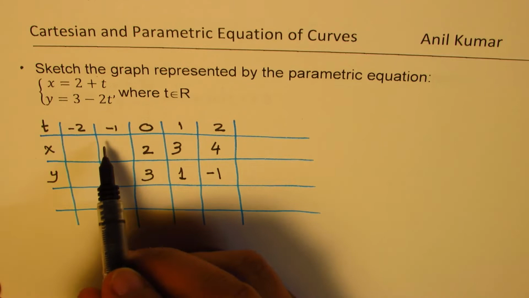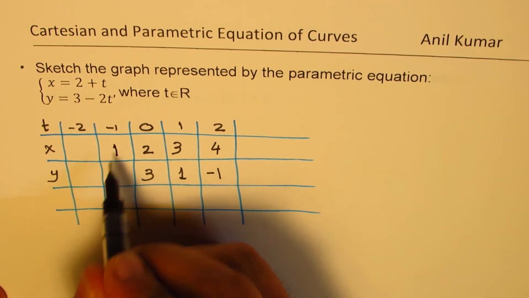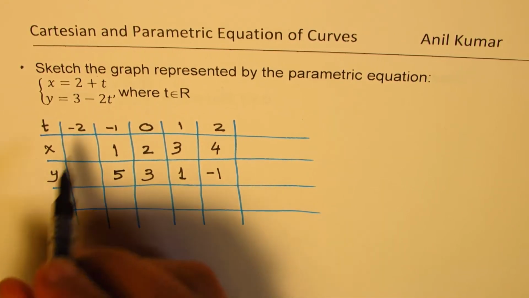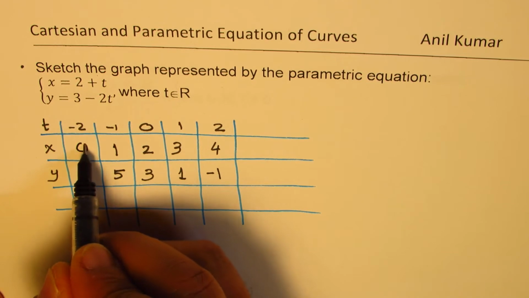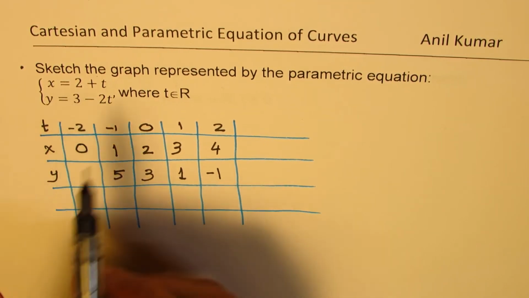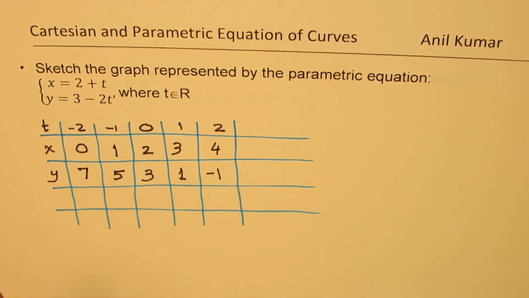Similarly, by putting the value minus 1, for x we get 2 minus 1 as 1, and for y, minus minus makes it positive, 5. And minus 2 will make x 0. And minus 2 here will give us minus 4 plus 3, minus minus is plus 4, 4 plus 3 is 7. So that is what we get.